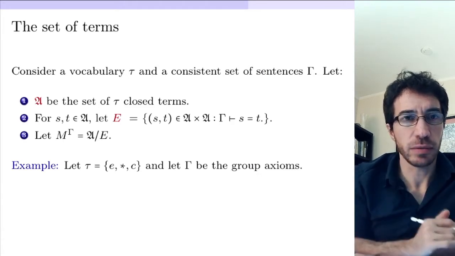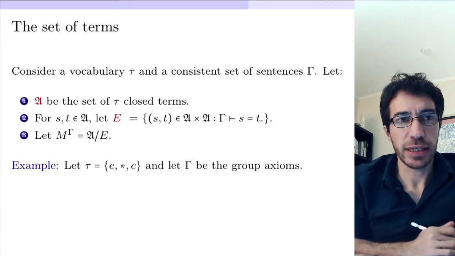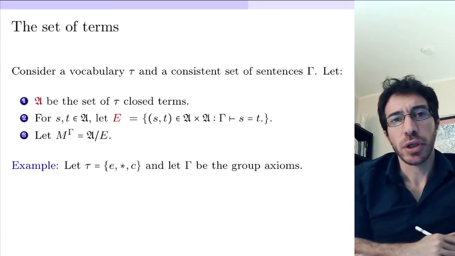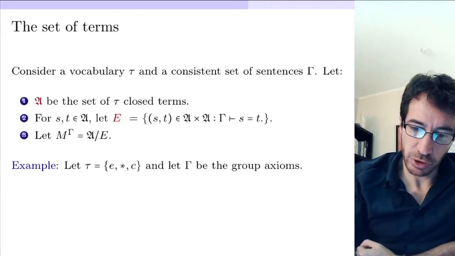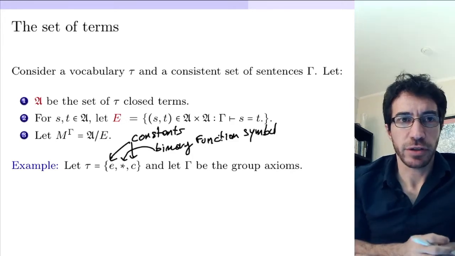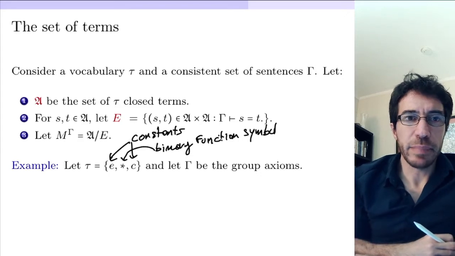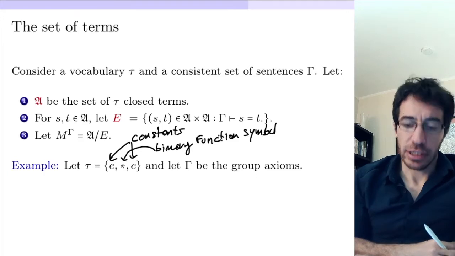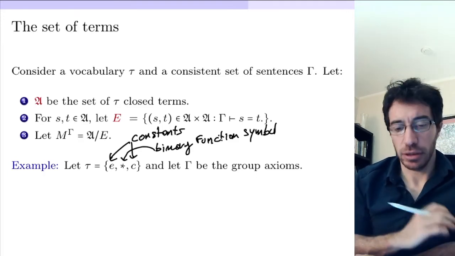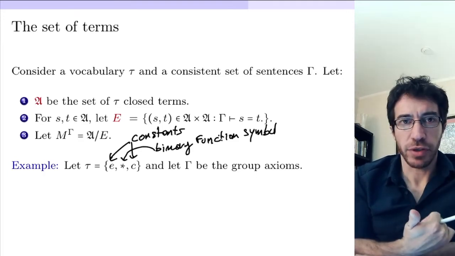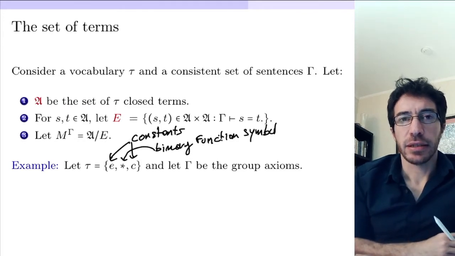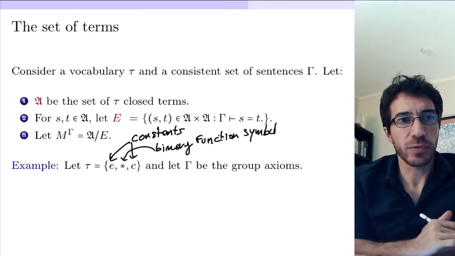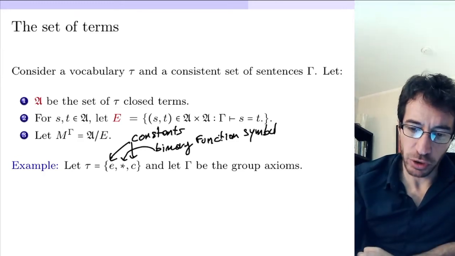Let's suppose that tau, our vocabulary, contains a constant E, a binary operation star, like usually when we do groups, and an extra constant C. Okay, so we have constants and a binary function symbol. And let gamma be the group axioms. Okay, we have talked about them a few times. Essentially, they say associativity, the existence of inverse, and that E is the identity. Okay. So those are the group axioms. So let's see what happens when we do this construction in this case. Let's go step by step.